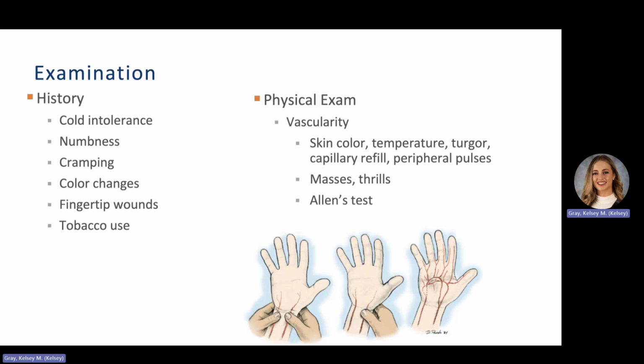Physical exam should include normal examination with range of motion and musculature, while paying particular attention to vascularity, including skin color, temperature, turgor, capillary refill, peripheral pulses, either by palpation or Doppler. Additionally, looking for splinter hemorrhages, fingernail changes, or digital ulcers may be a sign of a more chronic etiology. You also want to palpate for masses or thrills, as well as perform an Allen's test, either visually or via Doppler.